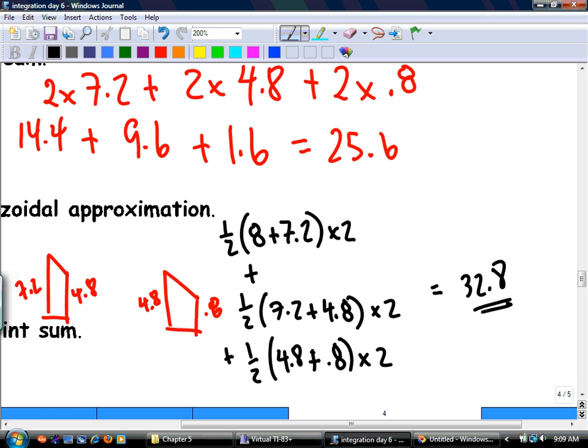Okay, so trapezoids. Harder? Not really. A little bit more calculation intensive, potentially? If you have to do it old school, trapezoid is the best way, it's the most accurate one.